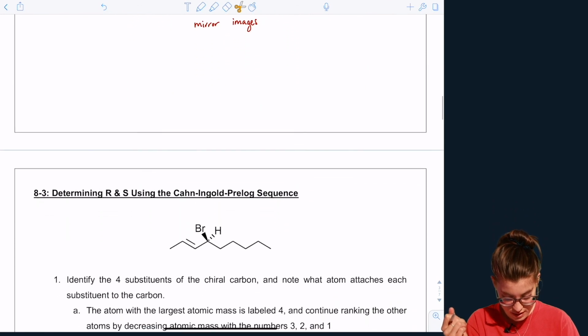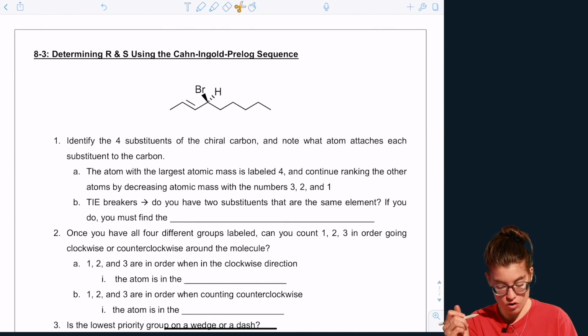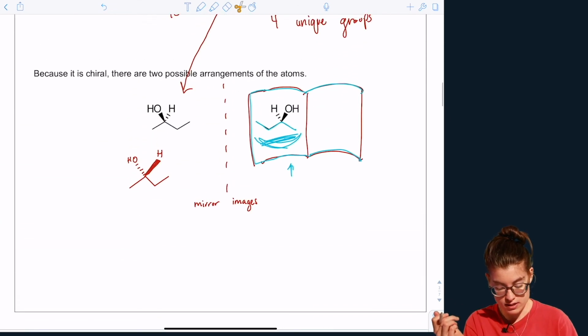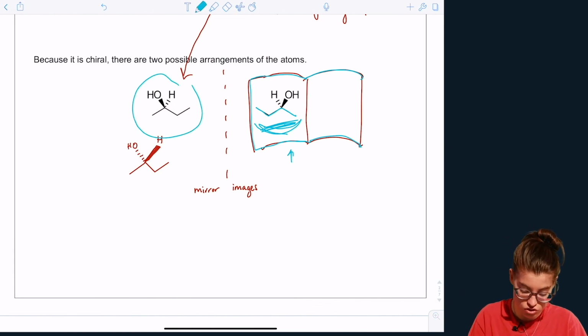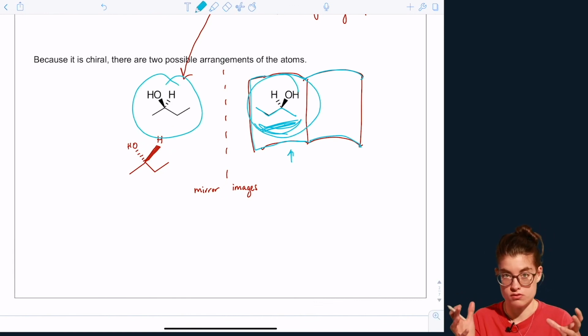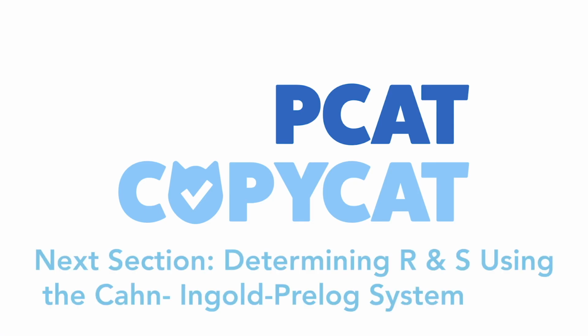In the next video, we will be going over determining R and S, which is just a way of distinguishing these two chiral carbons from each other.